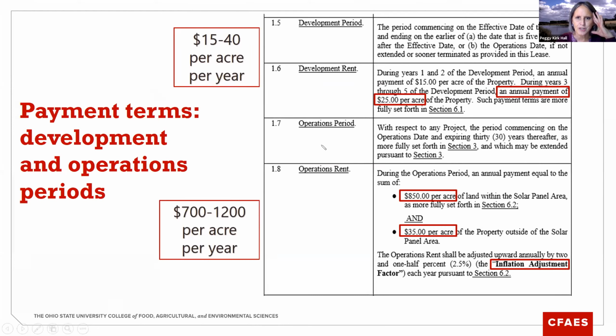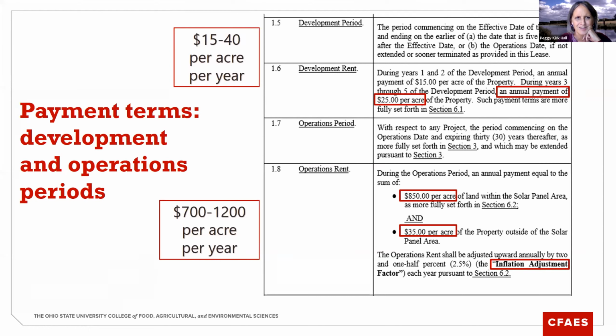So when we get to the operations period, you can see that this one has a 30-year operations period, and you can see some payments here as well. And we always hesitate to give numbers because sometimes numbers can't be shared due to those confidentiality clauses, but we think that we're looking somewhere in this range in Ohio, 700 to 1,200 per acre per year.